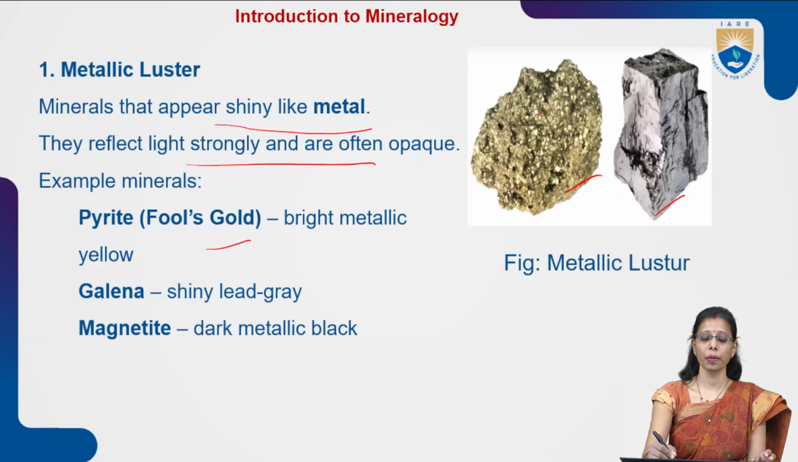This is the example of pyrite. It has a golden metallic luster which shines like a metal, a metallic bright yellow. And galena is one of the metallic minerals which has a shiny lead gray. Now if you talk about magnetite, it is a dark metallic black color.